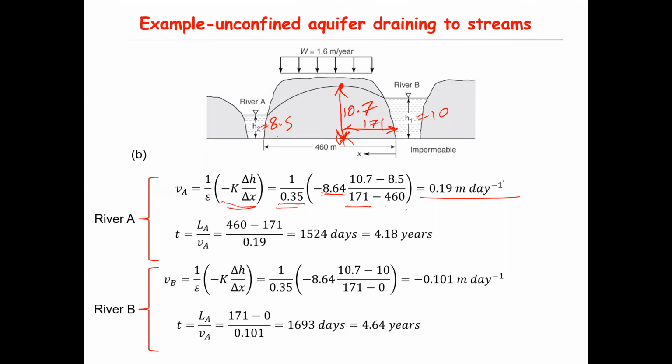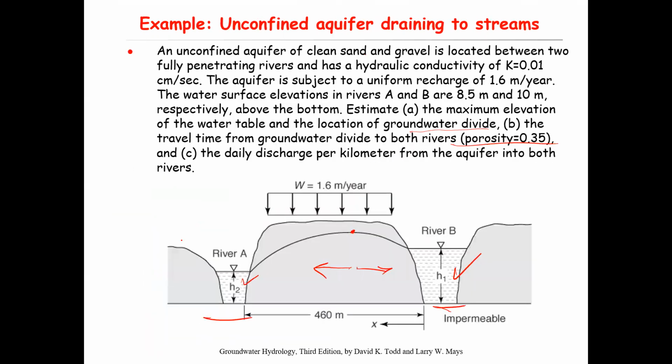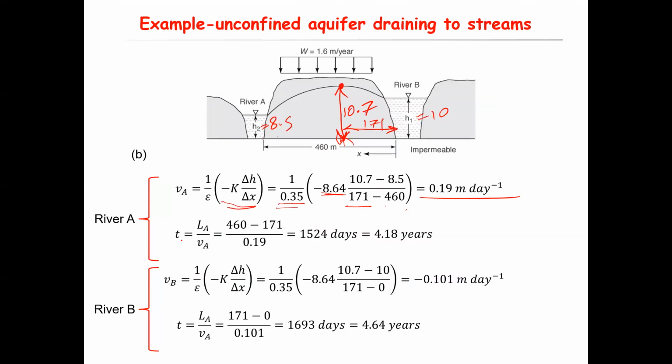So that's the velocity. Therefore, the arrival time or the travel time will be equal to the distance divided by pore water velocity. And the distance here is, we know the total distance is 460 meter and this is 171 meter. Therefore, this distance LA will be equal to 460 minus 175 divided by the velocity we just calculated, and that will be 1524 days, or in other words, 4.18 years. Okay, that will be the travel time from the water table divide to river A.